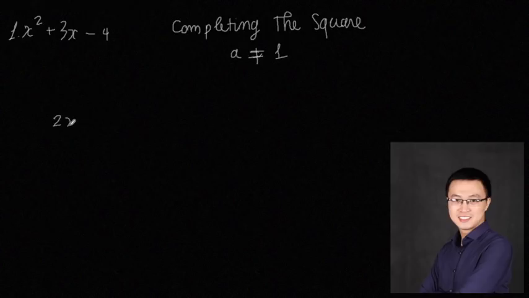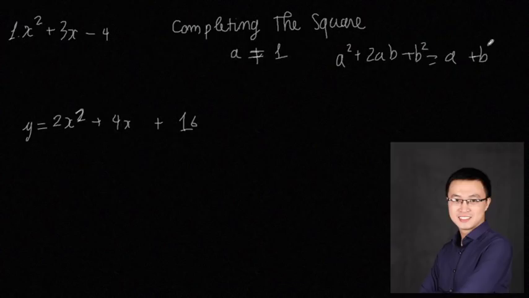For example, we have y equals 2x squared plus 4x plus 16. Okay, this is the quadratic function. We are using completing the square with the basic identity: a squared plus 2ab plus b squared equals the square of the sum, (a plus b) squared, or another one is the square of the difference, (a minus b) squared. Of course, for this equation we are using the first identity because we only have plus here.